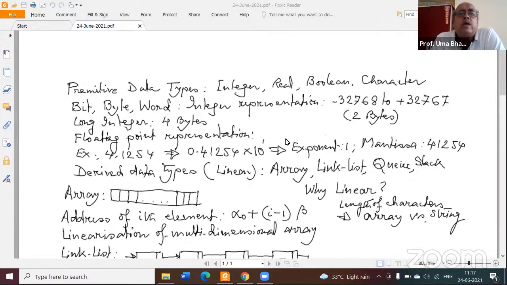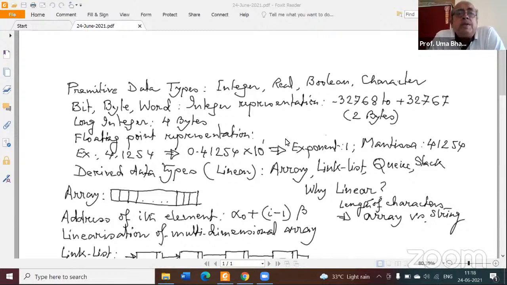Generally, a Boolean also requires 1 byte unless you do something special, because Boolean does not require more than 1 bit. But usually, everything is stored in terms of bytes. So unless we do something smart, even a Boolean variable will also take 1 byte. So whatever we do using data, these are the primitive data types: integer, real, Boolean, and character.